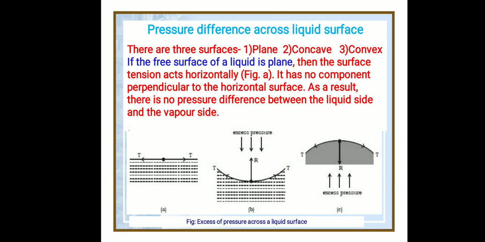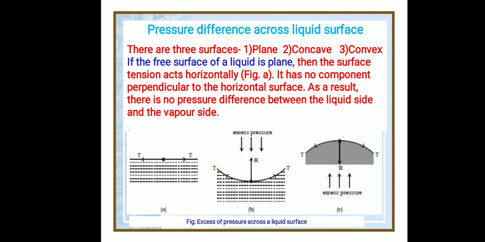See the third diagram, that is the convex surface. If the free surface of the liquid is convex, then the resultant force R due to the surface tension acts in the downward direction, and to maintain this force, excess pressure applied in the upward direction is necessary. So, in the case of a convex surface, the excess pressure is in the upward direction.